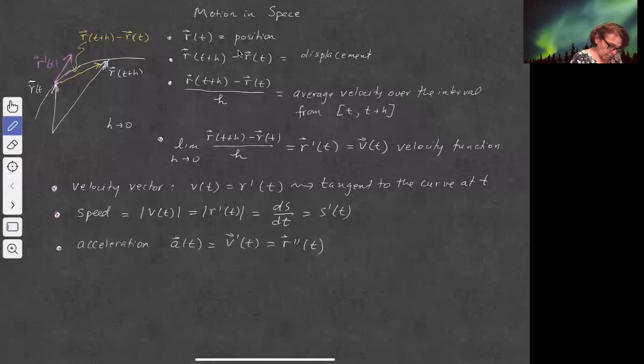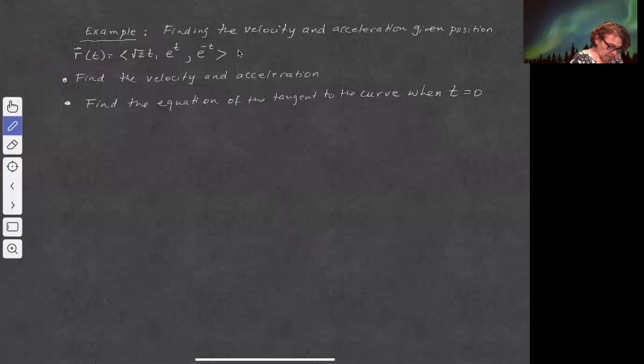Okay, so let's take a look at a few examples. One example: let's find the velocity and acceleration given the position. So suppose the position of an object is given like so. It's square root of 2 times t, e to the t, and e to the minus t. And there are two parts to this problem. One is to find the velocity and the acceleration, and then to find the equation of the tangent to the curve when t is equal to 0. Okay, so let's do the first part.